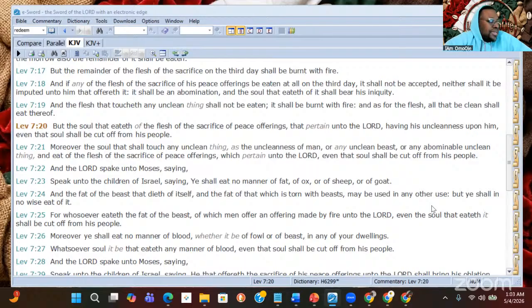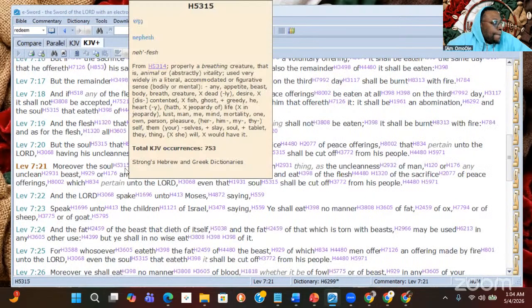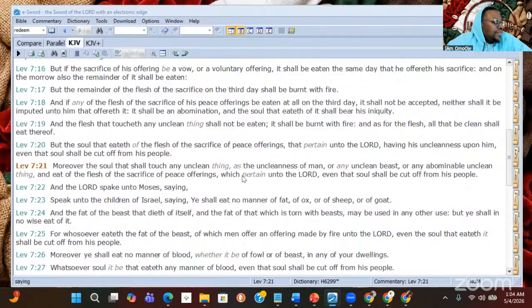Literally cut off, separated. Moreover, the soul, what's the word for soul? Nefesh, probably Egyptian. Basically, any living thing can be a nefesh.